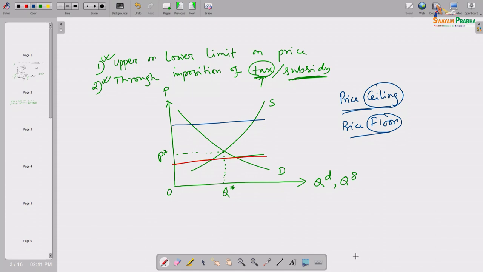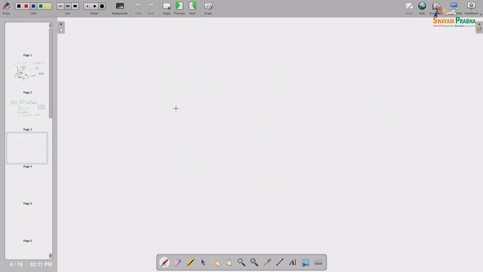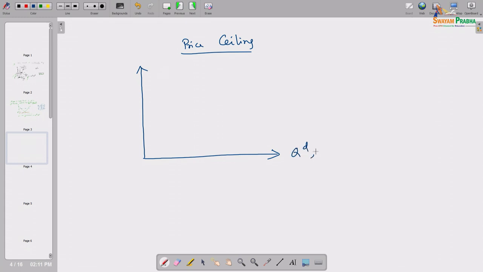So, we will discuss both of these, price floor and price ceiling. First, let us discuss the price ceiling, meaning the upper limit of the price, right. Suppose, as usual, quantity demanded and quantity supplied are measured on the horizontal axis and price on the vertical axis, and suppose this is the demand curve and this is the supply curve, or more specifically the free market demand curve and supply curve, before government intervention.